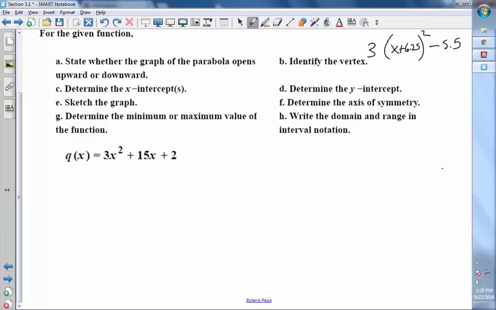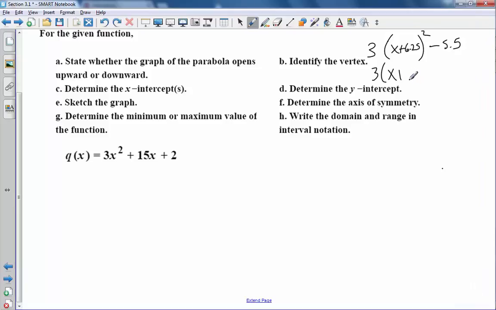I got 3 parentheses, x plus 2.5, squared, minus 16.75. And your third answer? I got that one. You got this one? Any different? Oh, we're almost out of time. Let's do it instead. Okay?